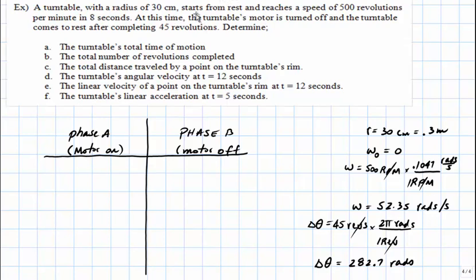Now phase A begins when the turntable is at rest. Therefore, omega 0 in phase A equals 0. Also, the turntable reaches a speed of 500 revolutions per minute, which we converted to 52.35 radians per second, and that, of course, is the turntable's final angular velocity in phase A. And so omega equals 52.35 radians per second. The time for phase A equals 8 seconds.